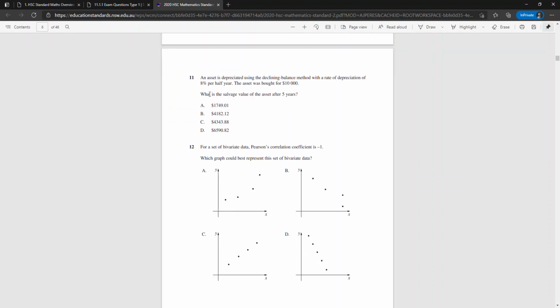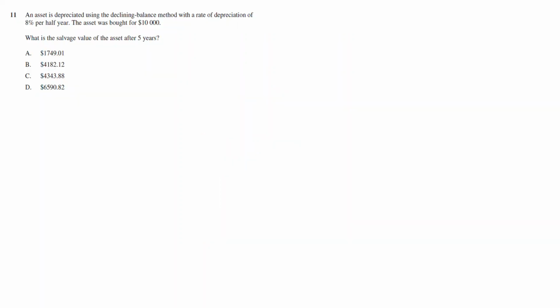What you're told is there is an asset that is depreciated using the declining balance method, and you're given a rate of depreciation, how much it was bought for, and they want you to calculate the salvage value after 5 years. This can be as simple as it can get, so don't miss out on these questions.